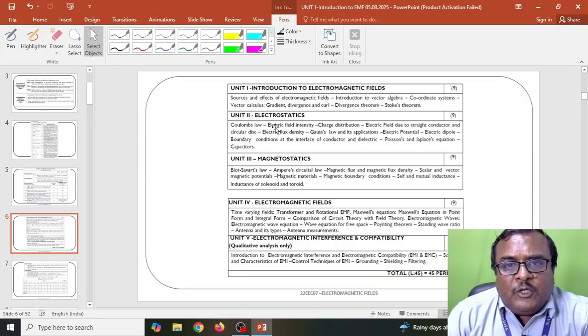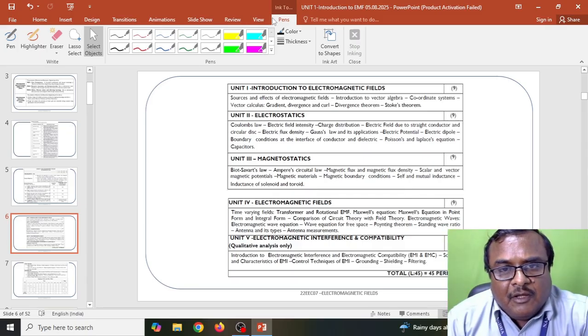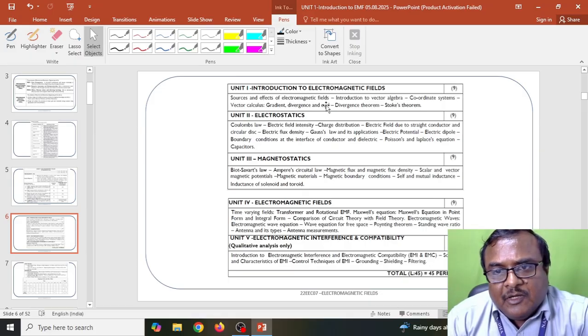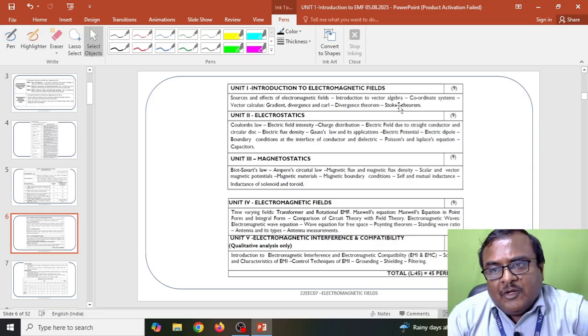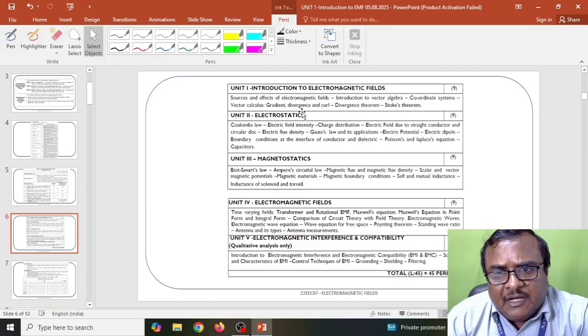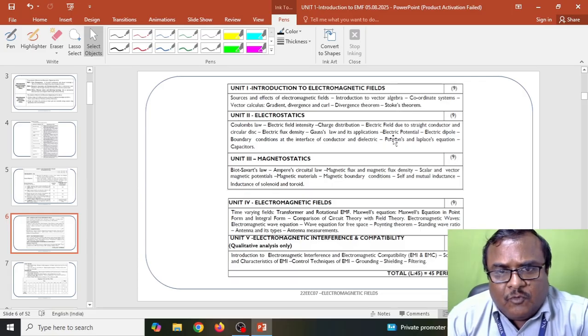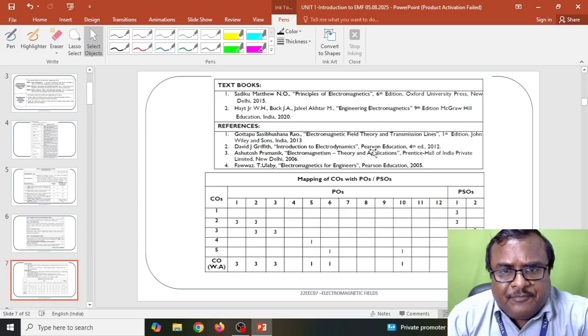In unit 1, introduction to electromagnetic fields, we have sources and effects of electromagnetic fields. Next, introduction to vector algebra, and then coordinate systems. Vector calculus, where we have to see gradient, divergence and curl. Then we have the divergence theorem and Stokes theorem.